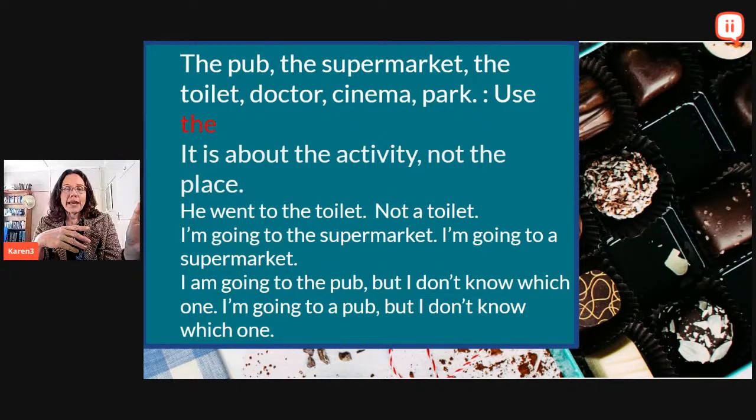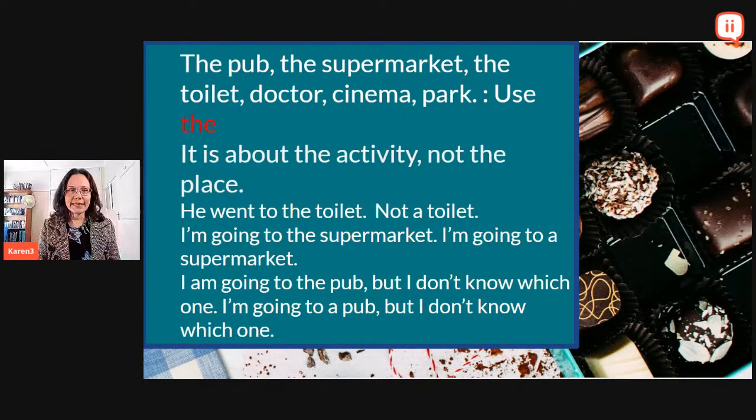But that could be for applying for a job. It could be because you're going to go and clean it. It could be because you're going to see how many people you can count in that particular pub. Who knows? You're going to conduct a survey. Who knows what you're going to do at that particular pub. But I'm going to a pub, but I don't know which one, all right? So you might say, I'm going to a pub, and I'm going to meet my friend there, and we're going to have a meal, but I don't know which one. That's fine, okay? But if I'm going to the pub, it means I'm drinking. Good.